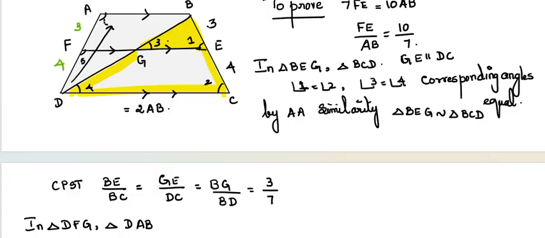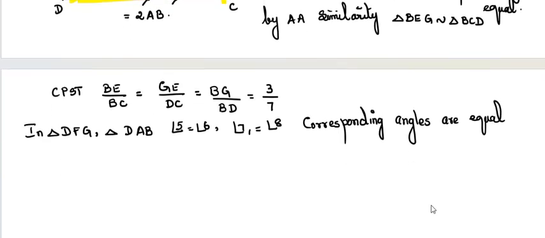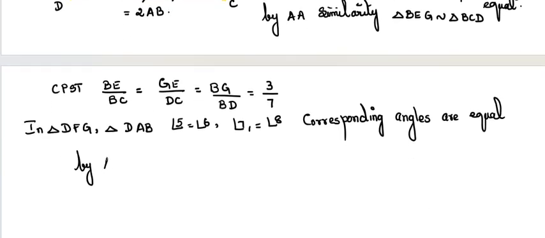Angle 5 equal to angle 6. Angle 7 equal to angle 8. This is the easy method. Corresponding. Save as much time as possible so that you can check. Corresponding angles are equal by AA similarity.